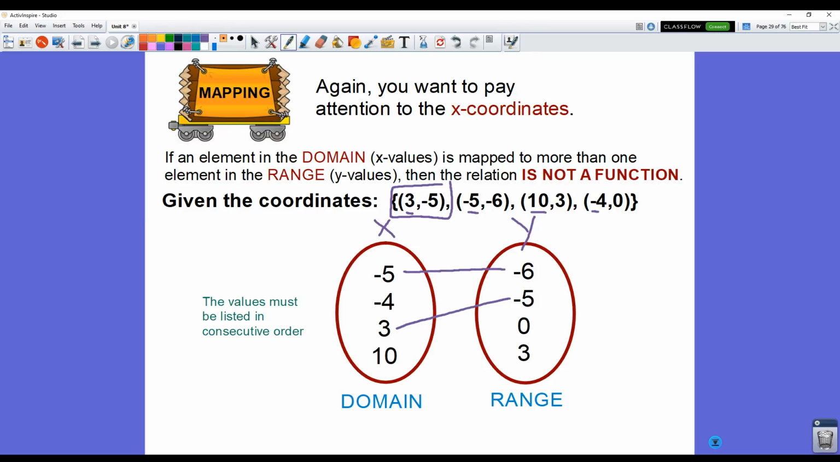We're going to continue on. So 10 is going to map to the 3. And I have -4 to the 0. You can see this is a function because none of my x values repeat.